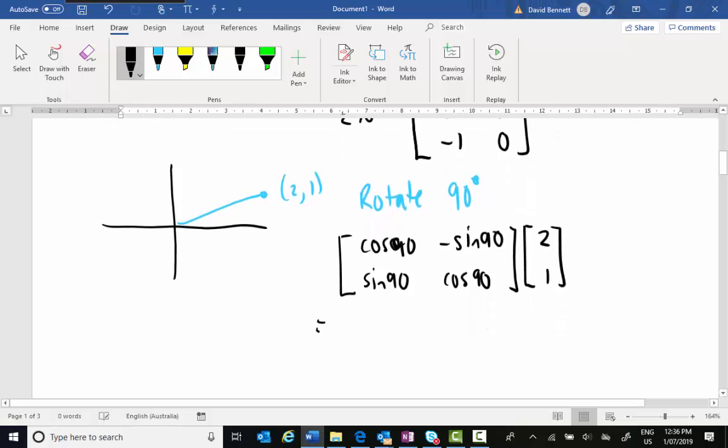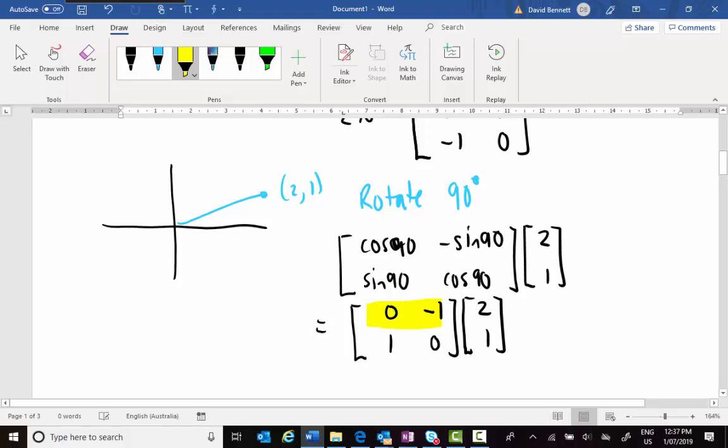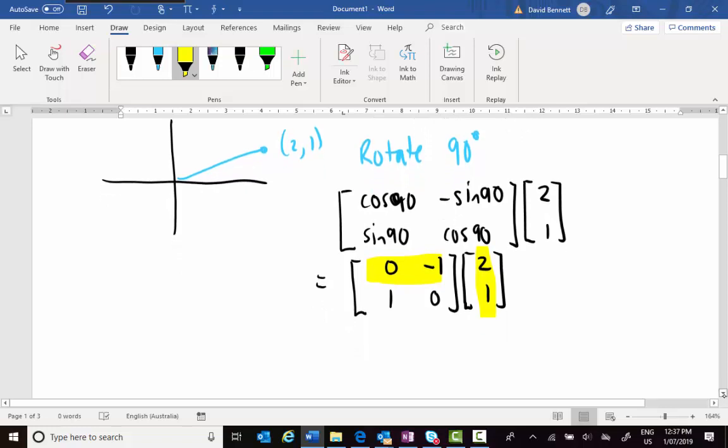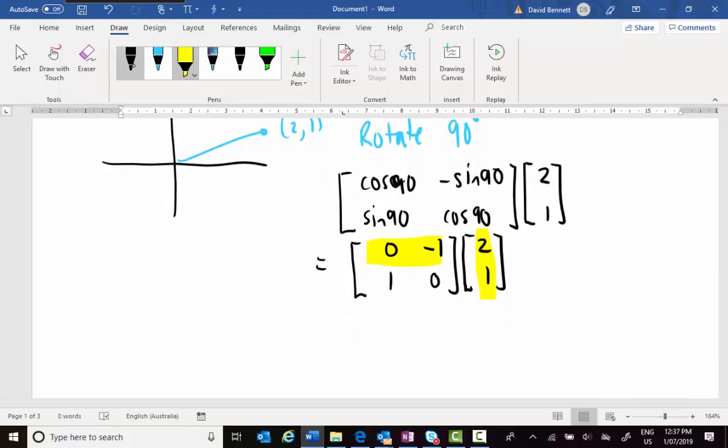Now I can write this here, we've already done that previously. We know that cosine 90 is 0, so that's going to be 0, -1, 1 and 0. We have to remember what our matrix multiplication is. Remember, when we're multiplying matrices, we go row by column. That's what we're going to do to solve this. So let's do that.